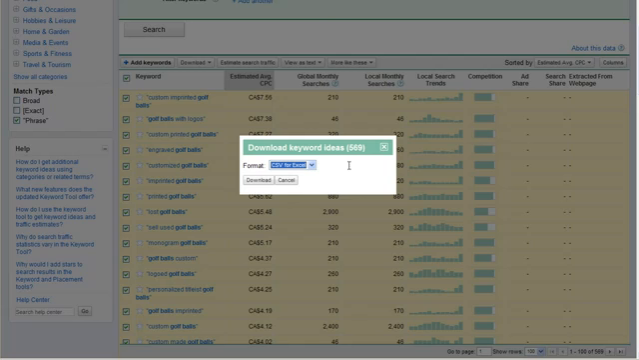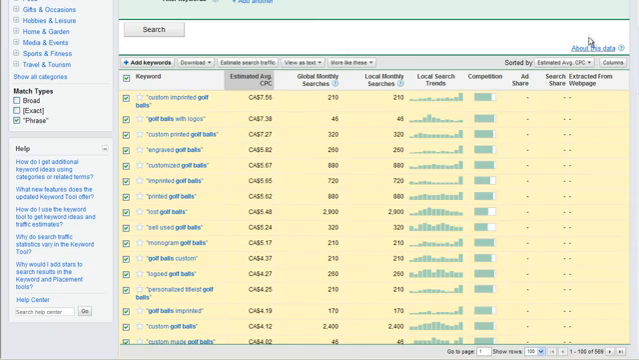Now Google presents me with an option. What format do you want it in? I work in Excel, so I'm going to use CSV for Excel. If you're familiar with these other formats, by all means go for it, but CSV for Excel is the safest. Click download, and then basically that'll allow you to save that to your computer, and then you can open that up in Excel.